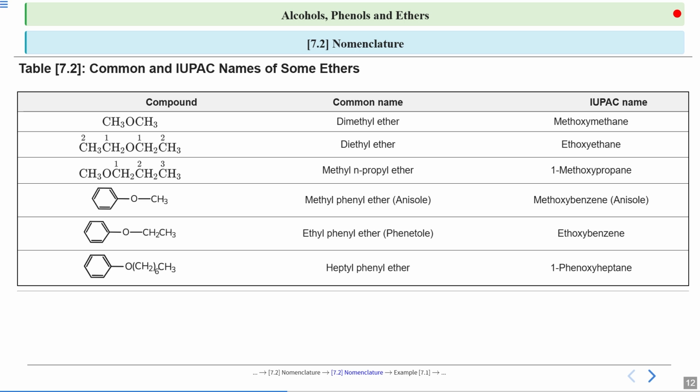The last compound here is heptyl phenyl ether, because one of the alkyl groups is heptyl containing 7 carbons and the other one is phenyl. For the IUPAC name, we have to treat the heptane chain as the parent chain because it contains 7 carbons, which is greater than the benzene carbons, which is 6. So the IUPAC name will be 1-phenoxyheptane.